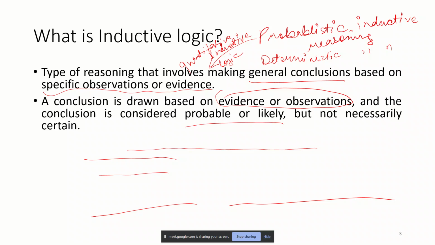So it's just what we derive as a general conclusion. When we see black dark clouds, we know that it's going to rain, or such kind of things. A conclusion is drawn based on evidence or observations, and the conclusion is considered probable or likely but not necessarily certain. It is just a general observation.